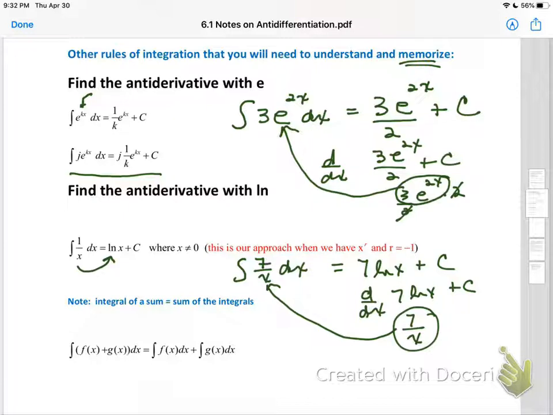Okay, this last little thing is not really a rule. It's just something that we did in derivatives, and the same thing works for integration. The integral of a sum is the same as breaking it up and doing each little piece by itself. That is good to know. We did it with derivatives, and we do it also with antiderivatives, which would make perfect sense. Okay, let's go on to the next page.